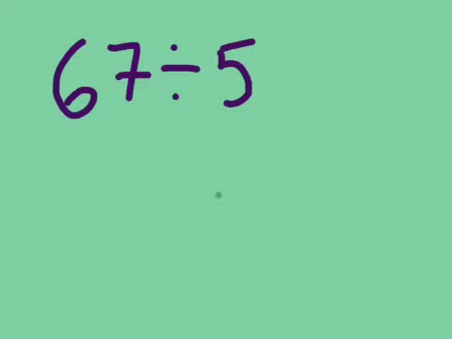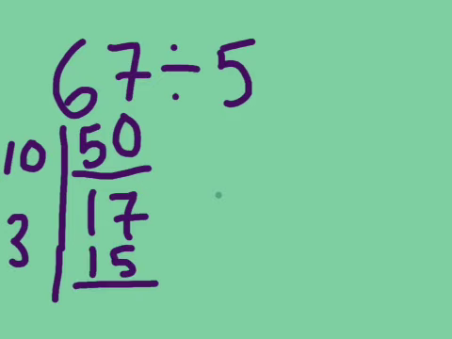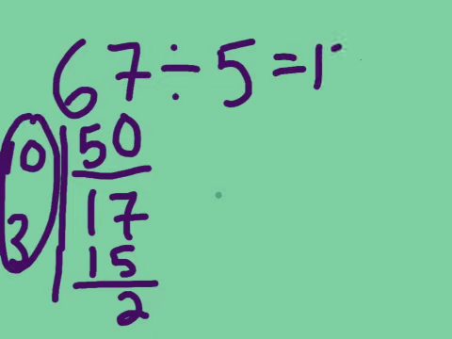For my next question, I will subtract 10 groups of 5 from 67 and I will get 17 left over. Now I can make 3 groups of 5 to have 15 and I have 2 left over. So I can't make any more groups of 5. Altogether I have 13 groups of 5 with a remainder of 2.